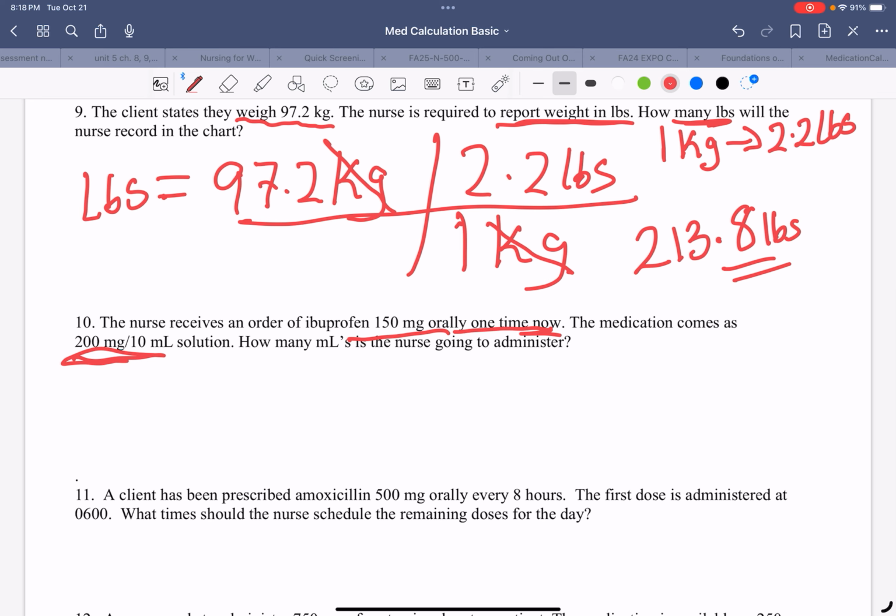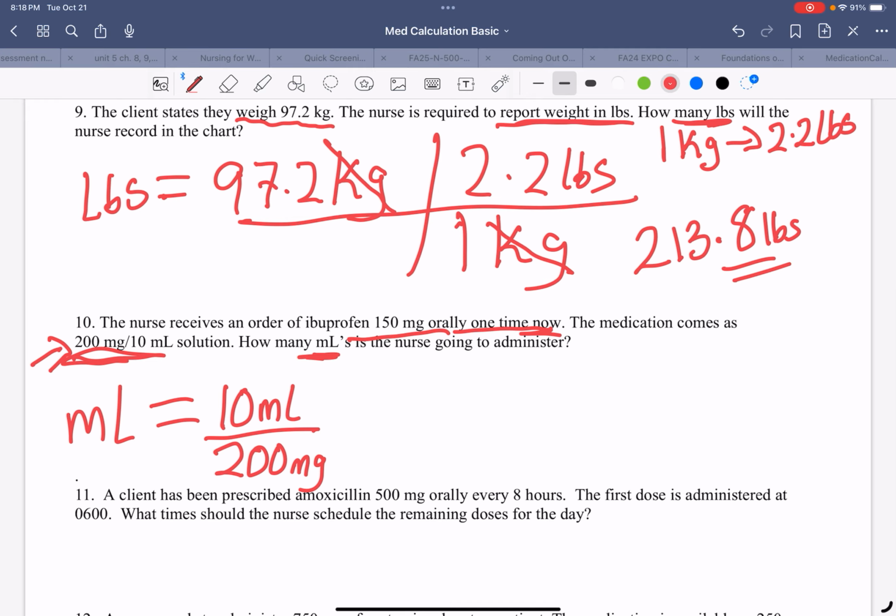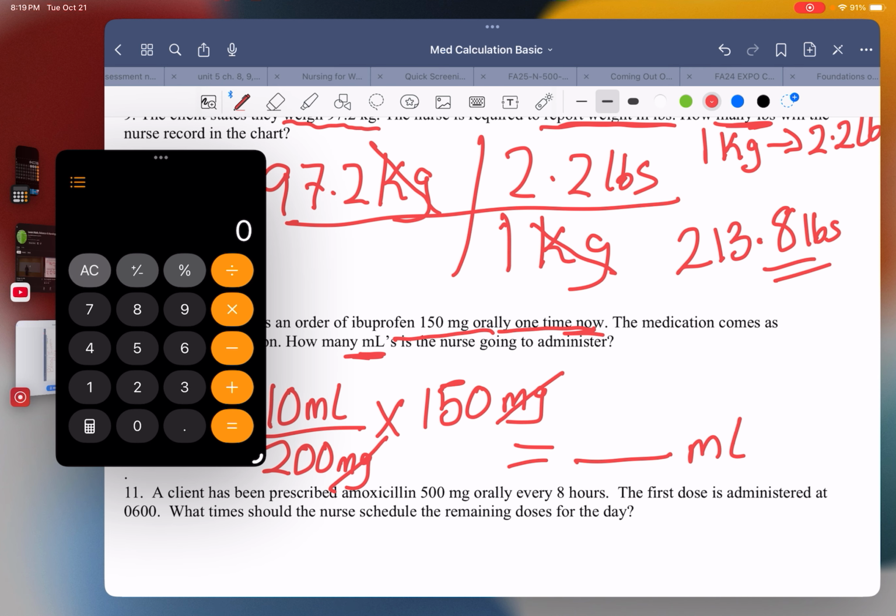Again, start with what we are looking for: milliliters equals. What are we given? The medication is available in this form. Start from the unit you're looking for and put that on top: 10 milliliters divided by 200 milligrams, and what was prescribed? 150 milligrams. Now if you cancel your milligrams, you get your answer in milliliters. Hope that makes sense. So now it's 10 times 150 divided by 200, and that will be 7.5.